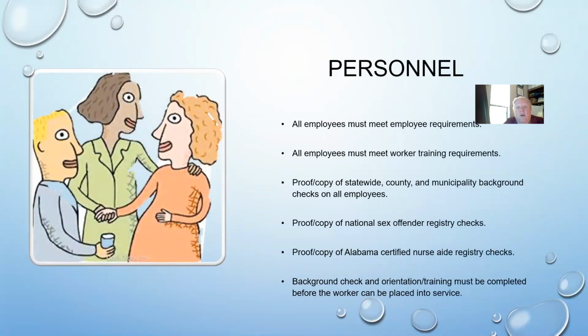Personnel. All employees must meet employee requirements. They must meet worker training requirements. You have to have proof in a copy of statewide, county, and municipality background checks on all employees. Proof and copy of the National Sex Offender Registry checks. All states must be checked. Proof copy of Alabama Certified Nurse Aid Registry checks.